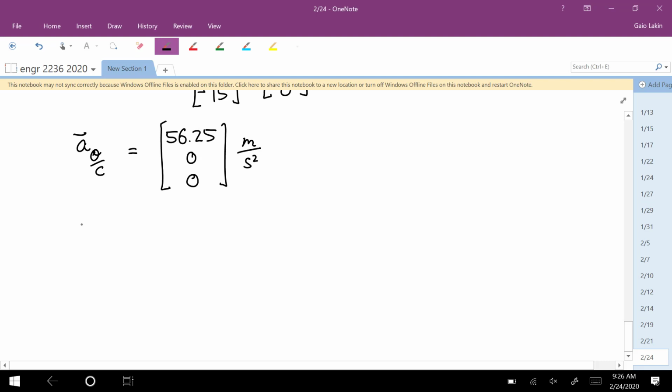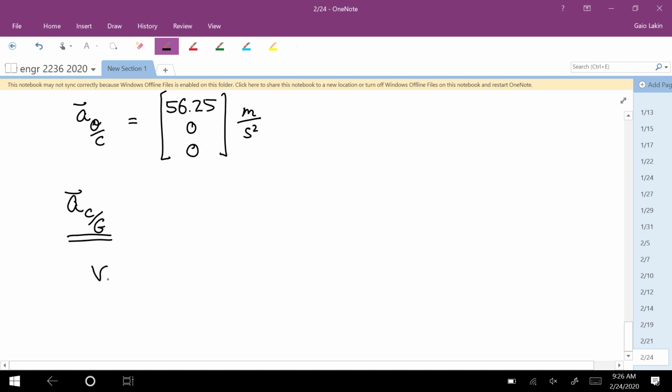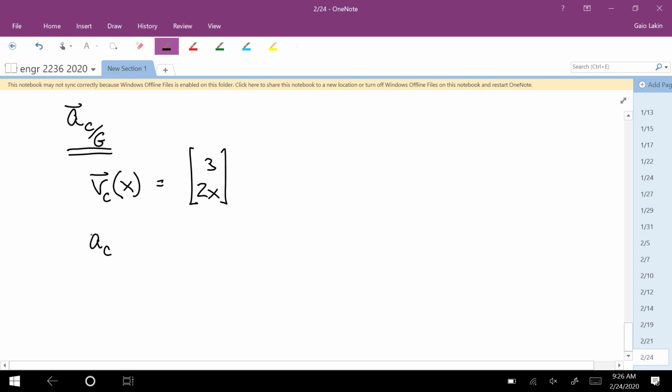Okay, and now we'll go to the second part, the acceleration of C relative to the ground. Well, we know that the velocity of C as a function of x is 3, 2x. And so the acceleration of C as a function of x, the definition is dv/dt, but we don't have it expressed as a function of t. So we'll use the chain rule, and this is dv/dx times dx/dt.